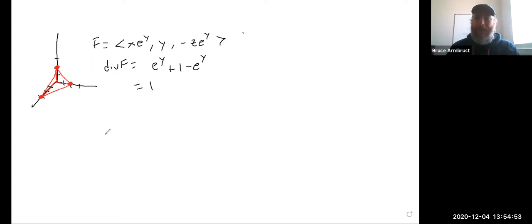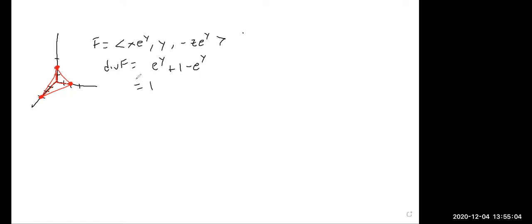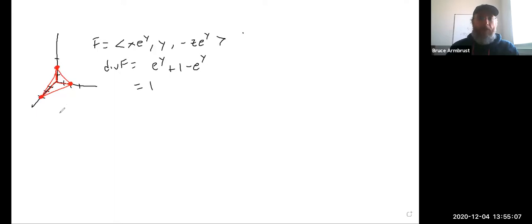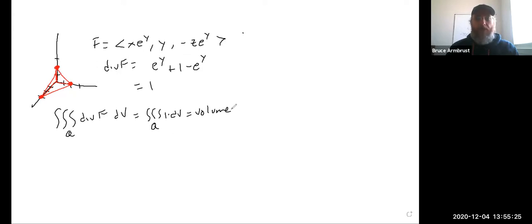Okay, that just made my day. Why did that make my day? Because now it's just the area of the tetrahedron. Okay, it's actually the volume. So when I go to the divergence over this region, if I'm triple integrating 1, all right, that side of the divergence theorem is the volume of the tetrahedron.